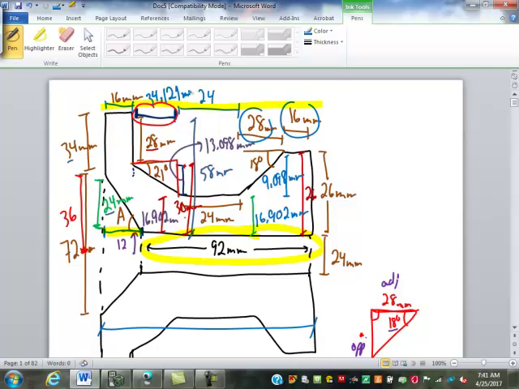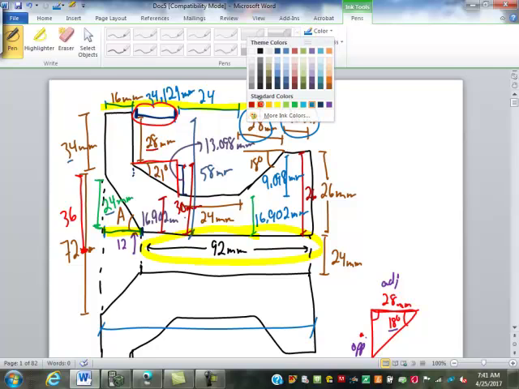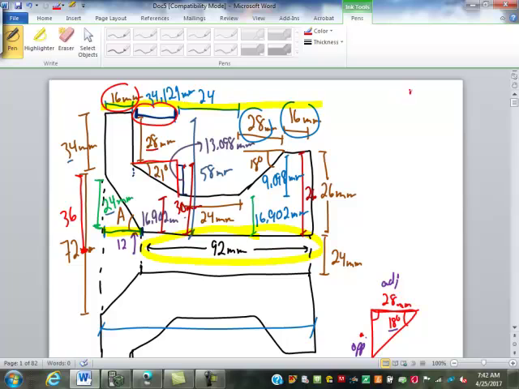So we will now add 16, 34.121, 24, 28, and another 16. I get 118.121, is that correct?